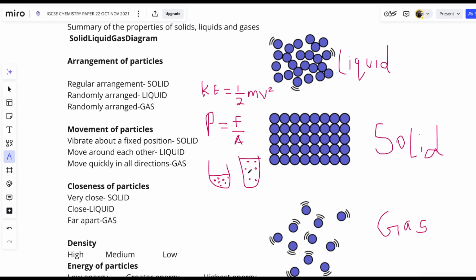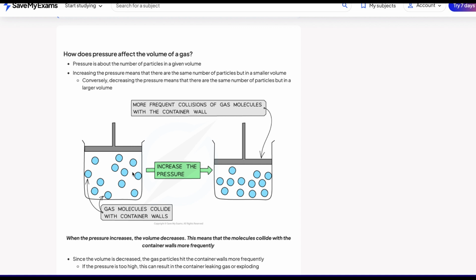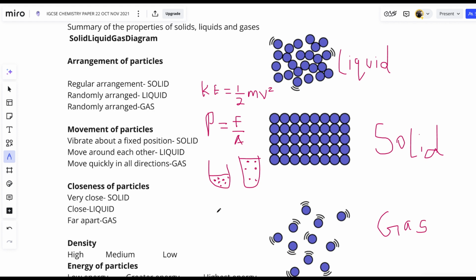Pressure is the rate at which particles collide quickly with themselves and with the walls of the container. That's the measure of pressure. Is that okay? Technically, pressure is inversely proportional to volume. Meaning, if you make volume smaller, pressure will be bigger. If you make volume bigger, pressure will be smaller.